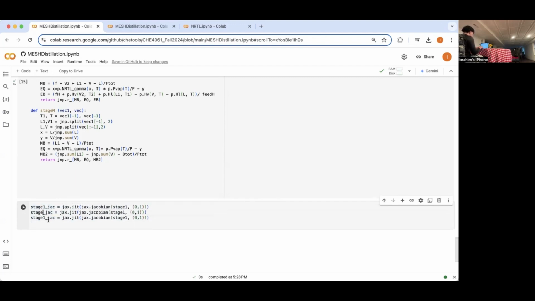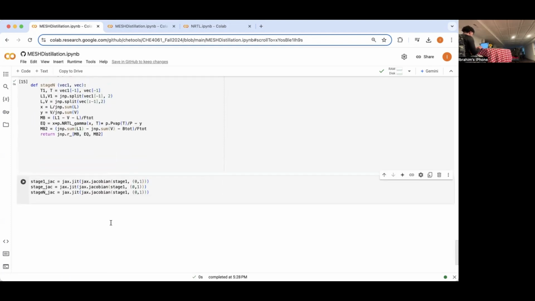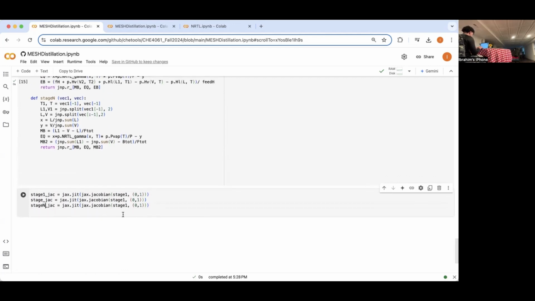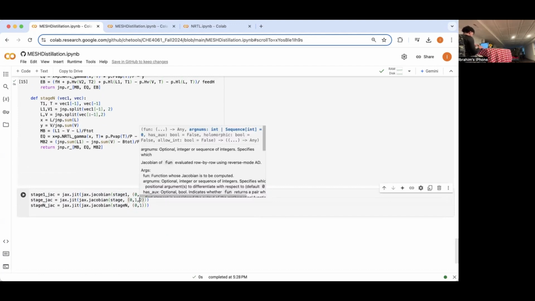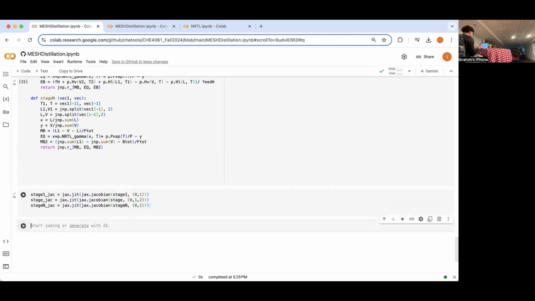So we have our second stage, and then we have stage N, just like we did for our other ones: stage one, our regular stage, and stage N. Same jax.jit, jax.jacobian, and then we have to change this. For our second one, we're looking at it from 0 to 1 to 2, and then our third one, again, is just from 0 to 1.